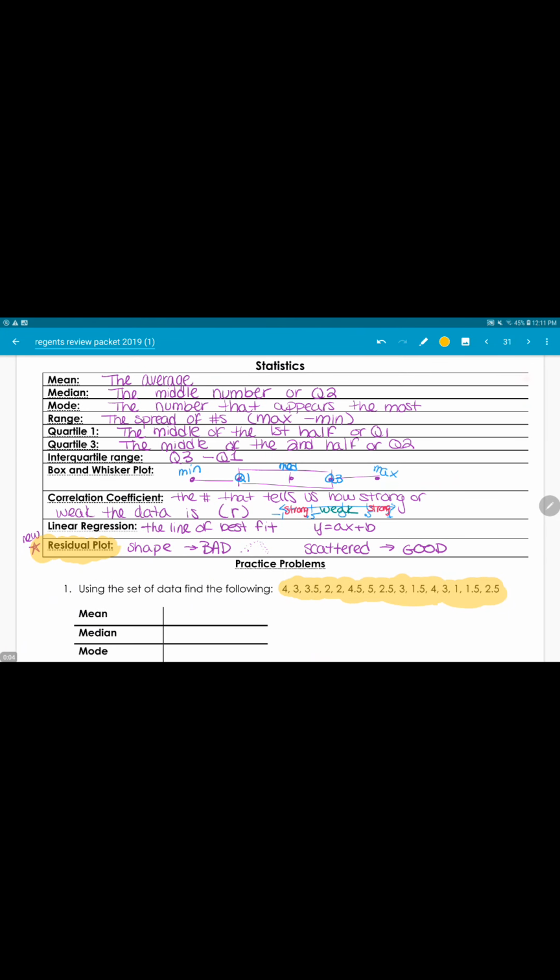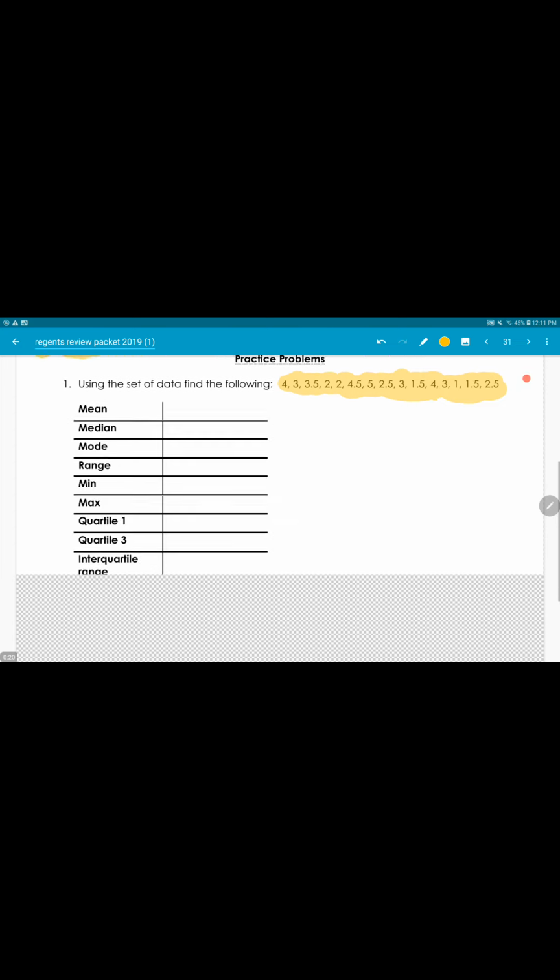One thing I want to point out, please pause the video to copy down these definitions. But there's one definition, residual plot, that we did not talk about during this unit. Everything else we did. And we're going to talk about residual plot on the next page. Alright, so let's get started with example number 1.